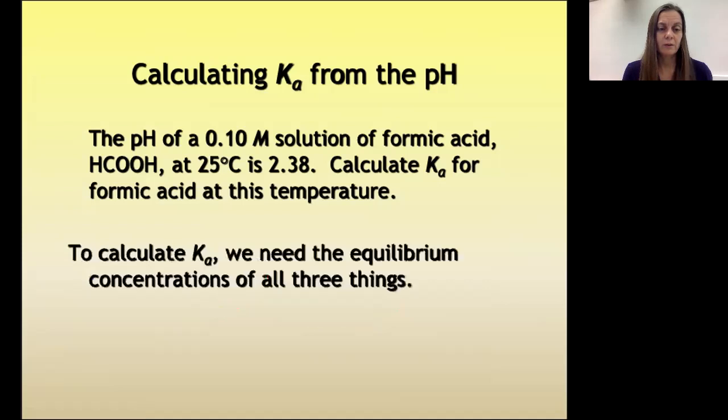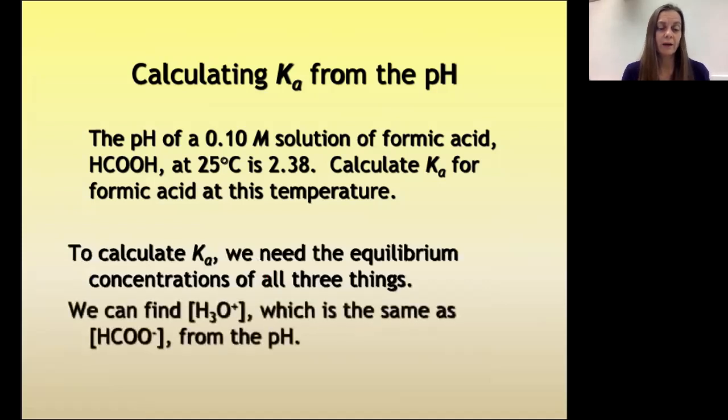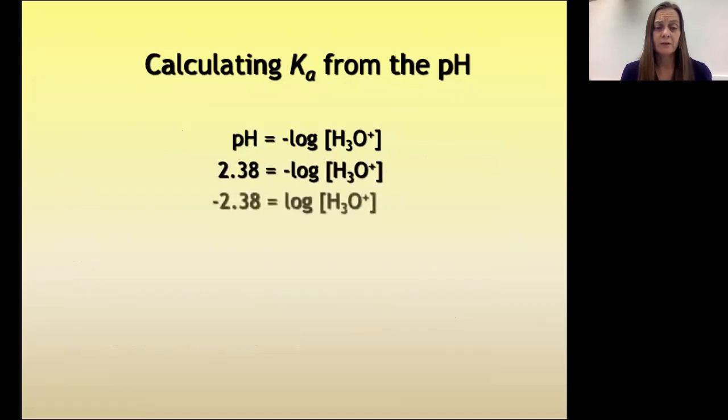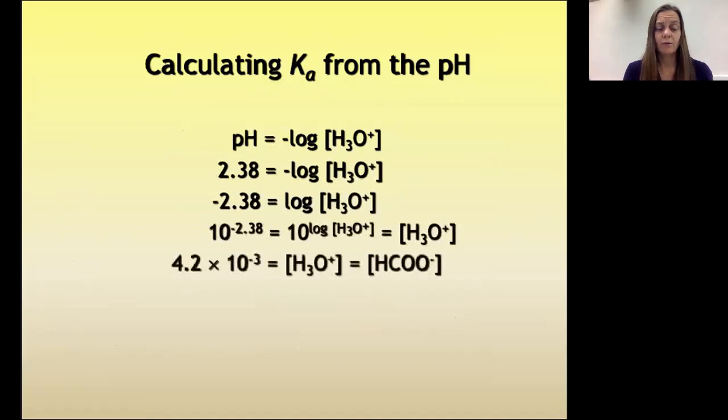In order to calculate our Ka, we need these 3 equilibrium concentrations. The first thing we're going to do is recognize that we can find the hydronium ion concentration, which is the same as that formate ion concentration, from pH. Because pH is the negative log of hydronium ion concentration, the hydronium ion concentration is equal to 10 to the negative pH. And so our hydronium ion concentration is equal to 4.2 times 10 to the negative third. Because this is a dissociation reaction, the hydronium ion concentration and the formate ion concentration are the same.